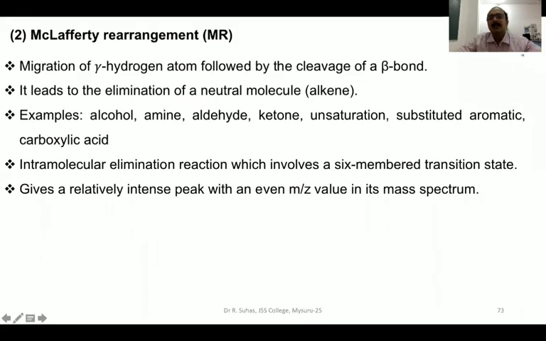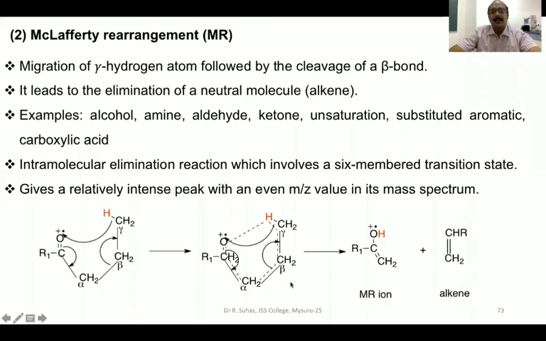The second rearrangement that we have to study is the McLafferty rearrangement. McLafferty is the name of the scientist, and in his honor, it is named the McLafferty rearrangement. In short, we can call it MR: M is McLafferty, R is rearrangement. In this rearrangement, there will be migration of a gamma hydrogen atom followed by the cleavage of a beta bond. This can be seen in this equation.